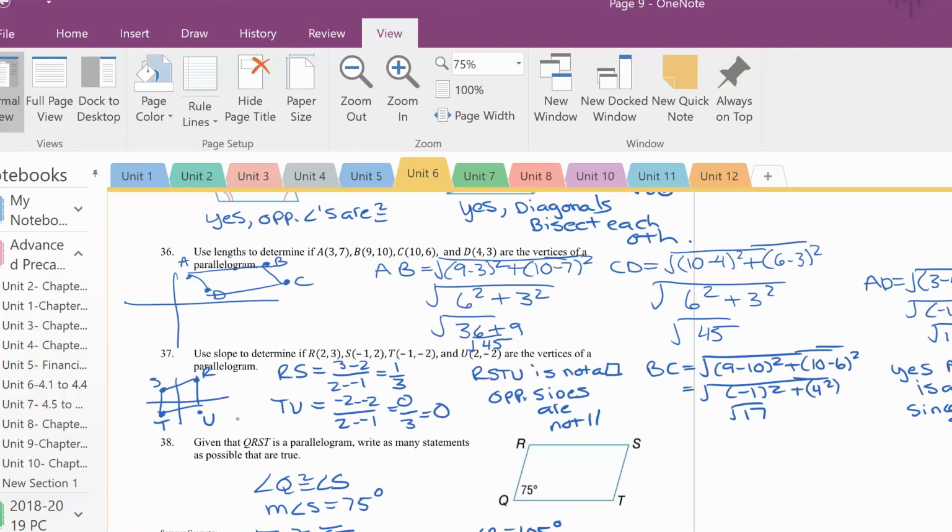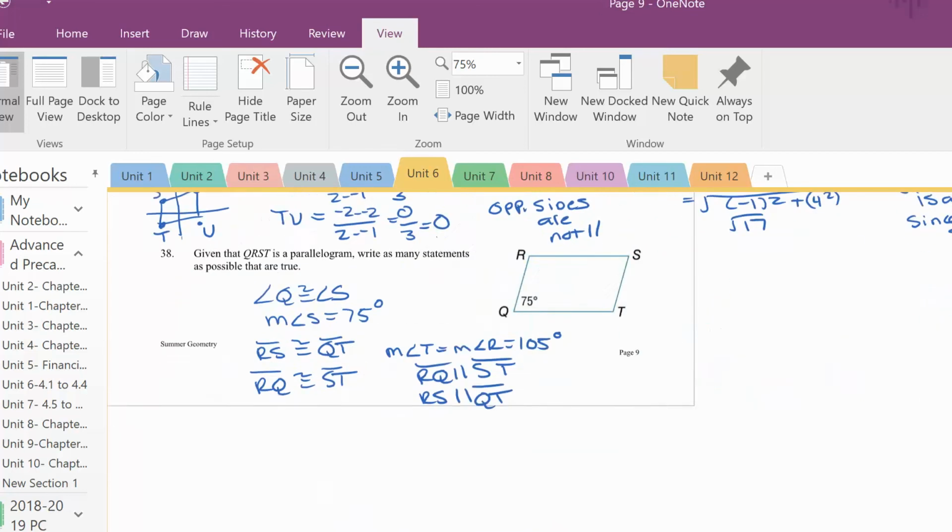For 37, when you draw it out and you find the opposite slopes, RS and TU, well, one's 1/3 and one's 0. So since the opposite slopes are not equal, that means the opposite sides are not parallel. Therefore, it's not a parallelogram.